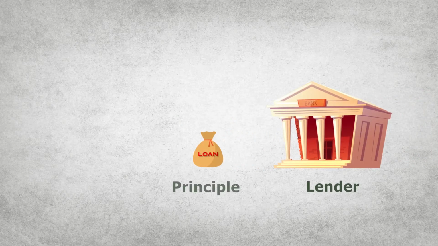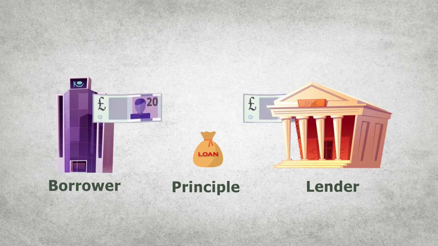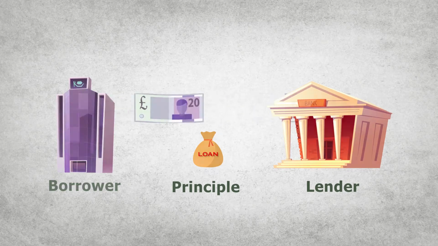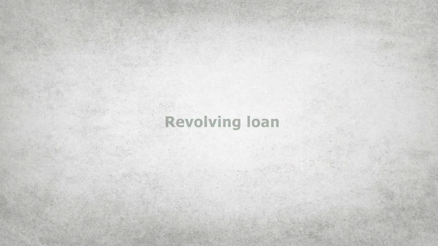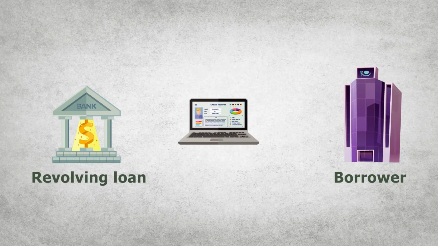Term loan is when a lender provides a sum of money, also known as principal, to the borrower, and the borrower is expected to pay back the full sum with an agreed repayment schedule. Revolving loan is a type of loan issued by a financial institution that provides the borrower with the flexibility to draw down or withdraw, repay, and withdraw again. Essentially, it's a line of credit with a fluctuating interest rate.